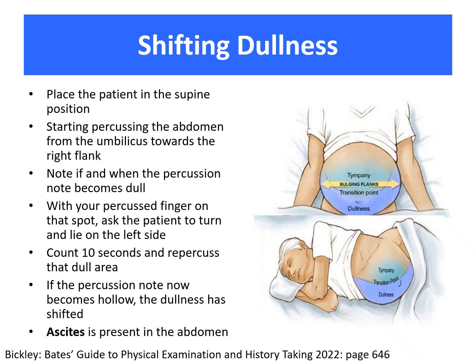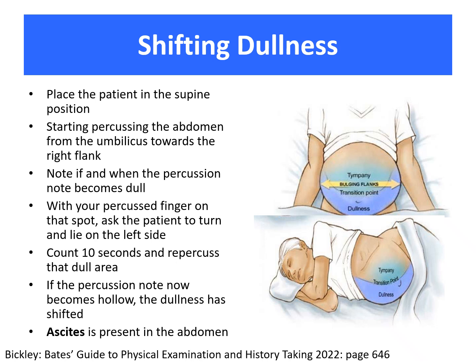With your percussing finger remaining on that spot, don't take your finger off. Ask the patient to turn away from you and lie on the left side, and then count 10 seconds. And when the 10 seconds have passed, percuss that area that was previously dull. And if it is now hollow, then the dullness has shifted.